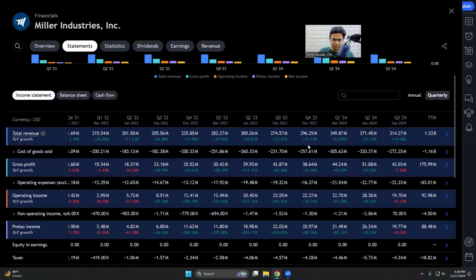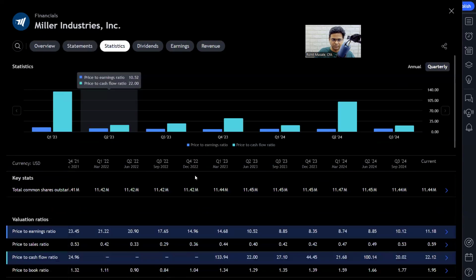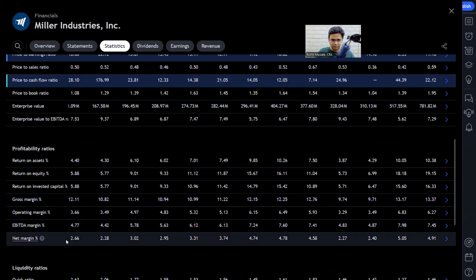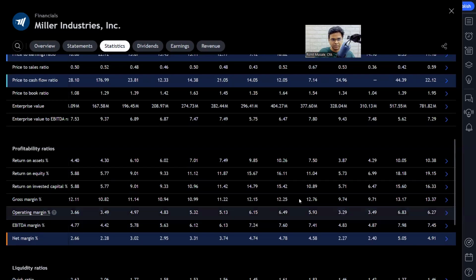The sales are not in our favor. It is declining. So this is not a great company as far as fundamentals are concerned. Go to statistics, click on annual, look at net margin here. It was 2.66 earlier. Now it is 5.05, 4.91. So it's almost doubled. So margin expansion is there.